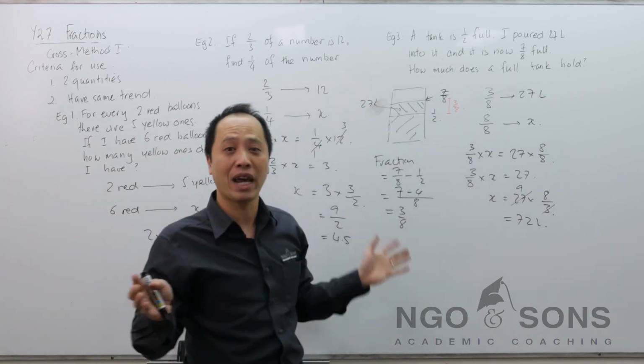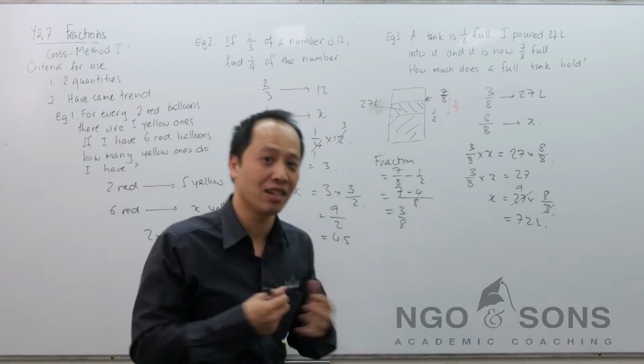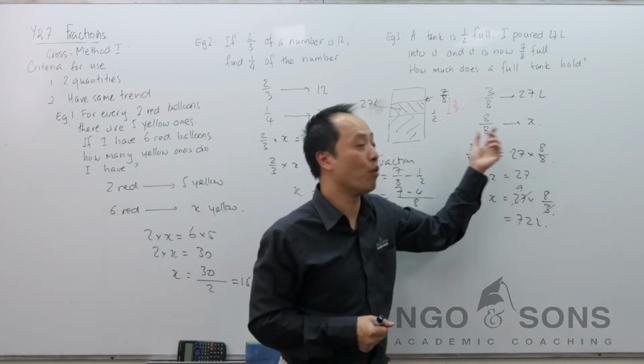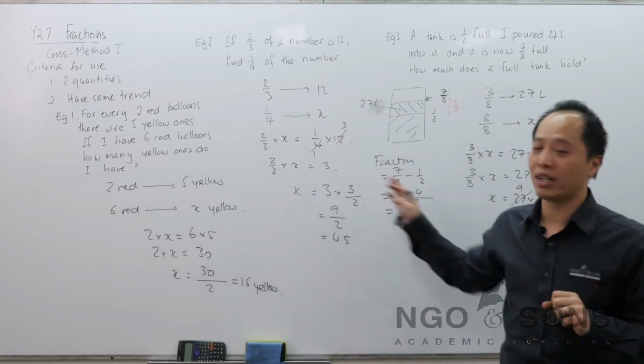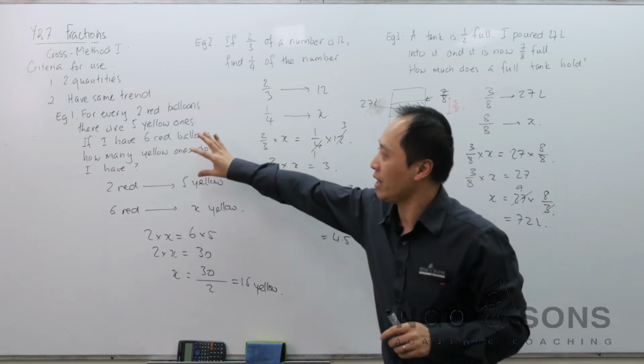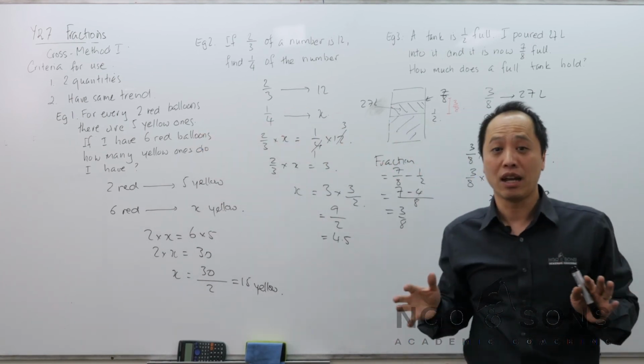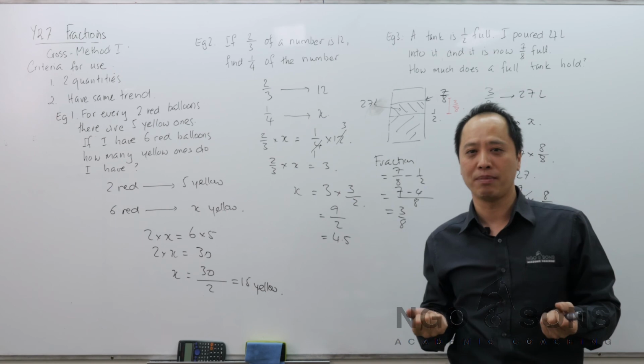And you want to find a full tank. And what's a full tank? A full tank is 8 on 8, okay? Gives you x. And once you set that up, just use the cross method. So I guess these three are questions that highlight how to use the cross method, okay?